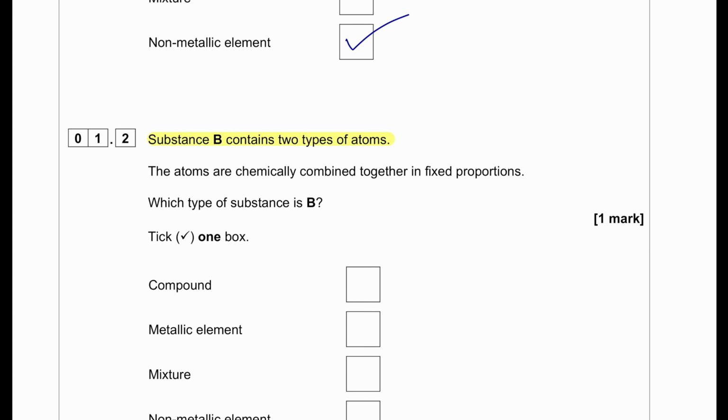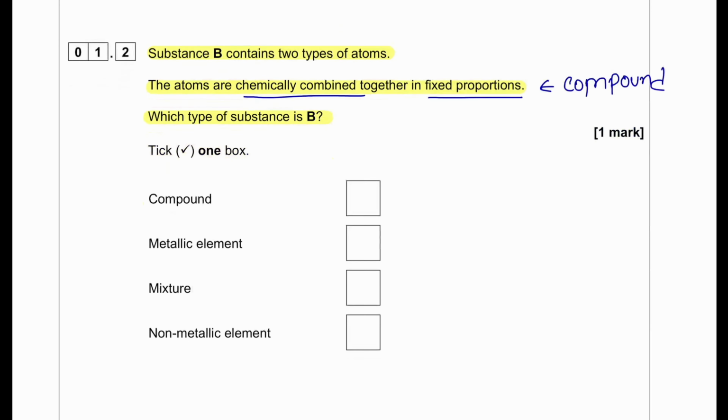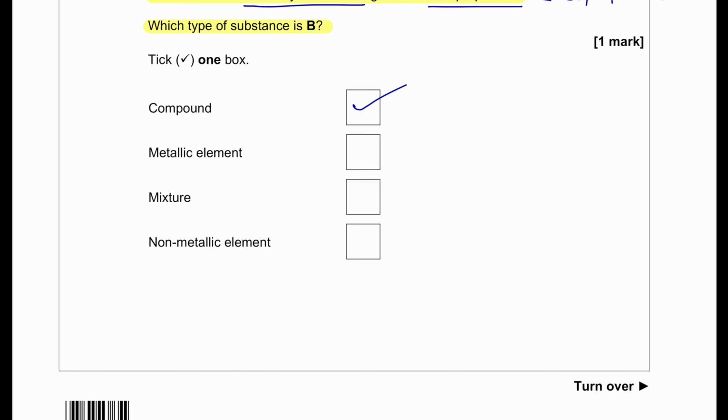Substance B contains two types of atoms. The atoms are chemically combined together in fixed proportion. So chemically combined in fixed proportion means compound. What type of substance is B? So definitely that's a compound.